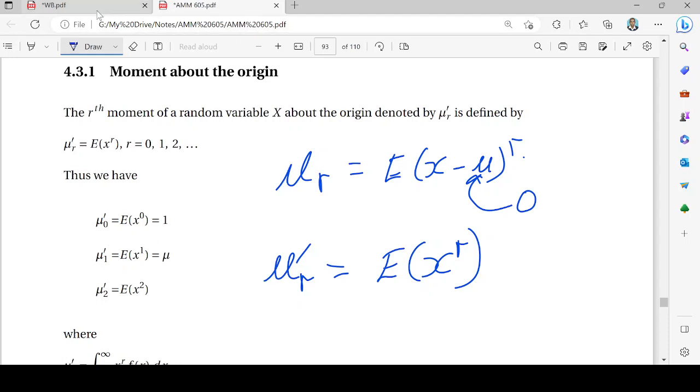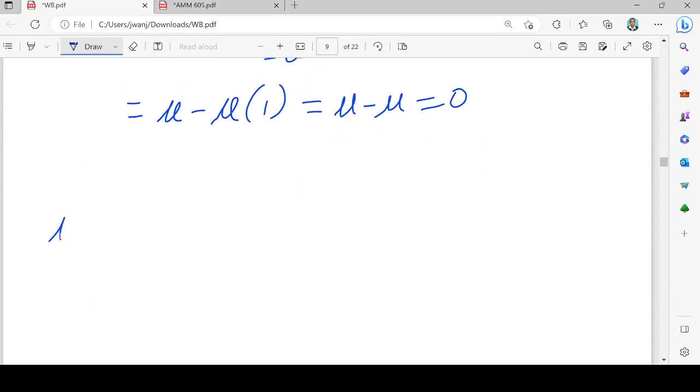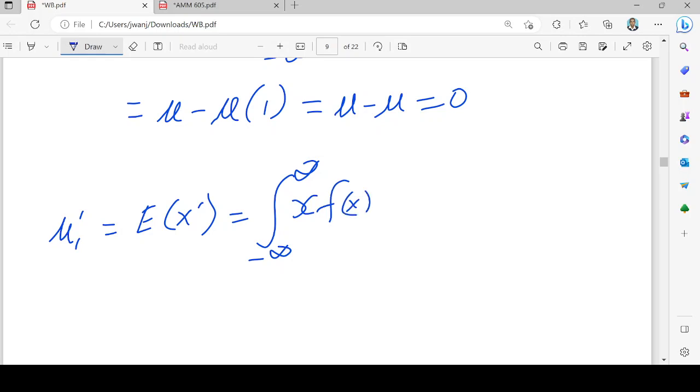And you see now when we write mu prime 1, this is the expected value of x raised to power 1. This is now the integral from minus infinity to infinity of x times f of x. And by definition, this is the mean of the random variable, which we are denoting by mu.